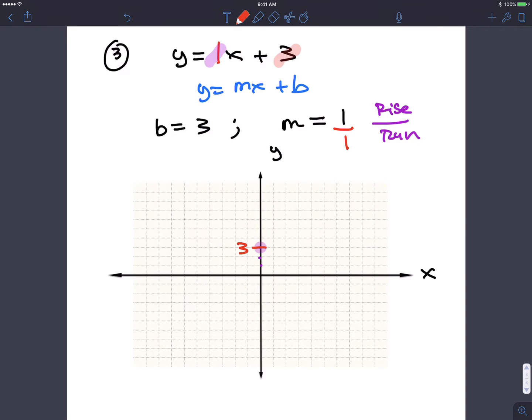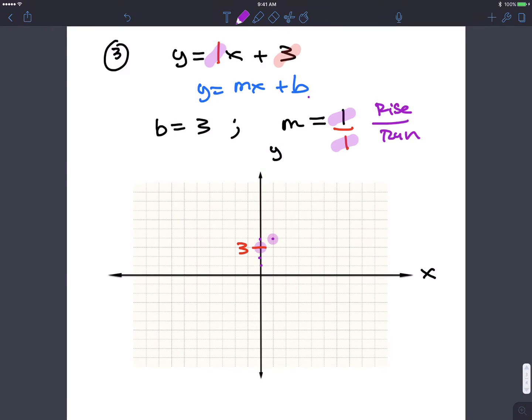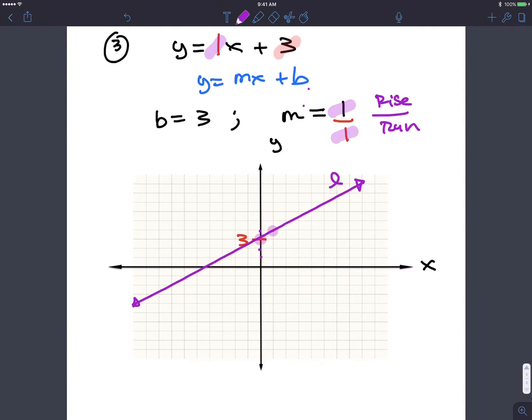We're going to use the slope of 1 over 1, up 1 to the right 1. So now we go up 1 to the right 1, and this is the location of our second point. We're now going to draw our line. This is number 3.